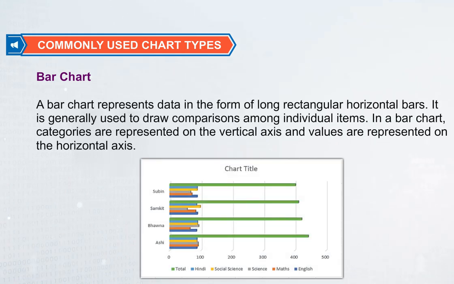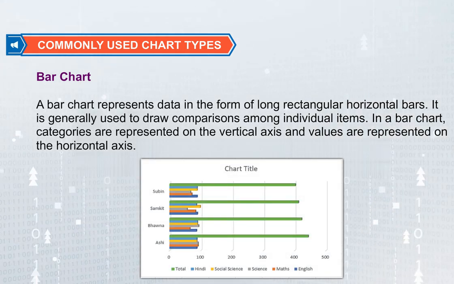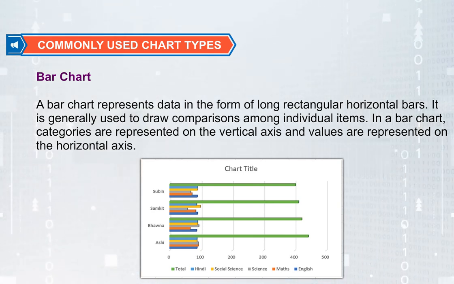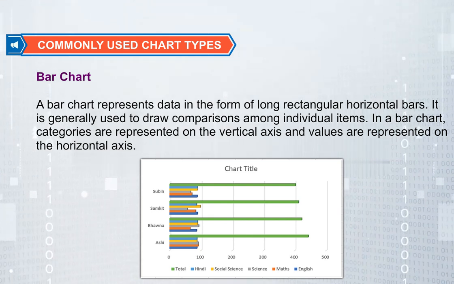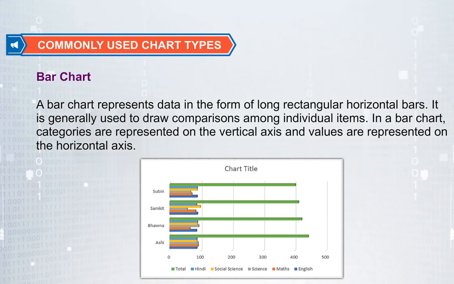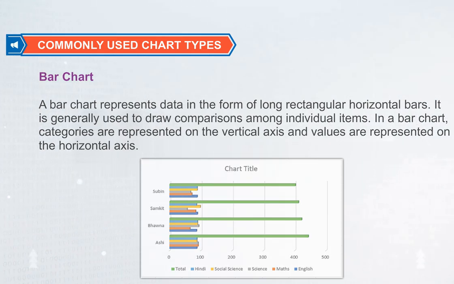Bar chart. A bar chart represents data in the form of long rectangular horizontal bars. It is generally used to draw comparisons among individual items. In a bar chart, categories are represented on the vertical axis and values are represented on the horizontal axis.